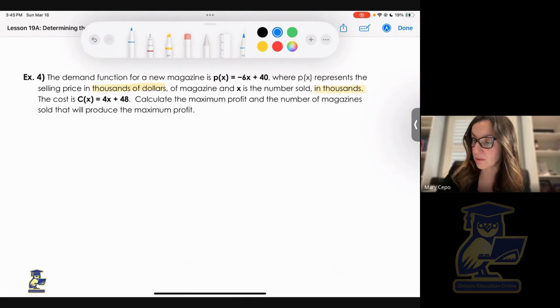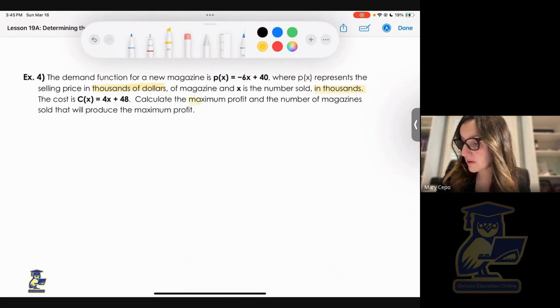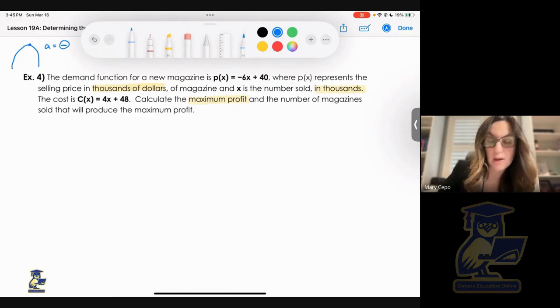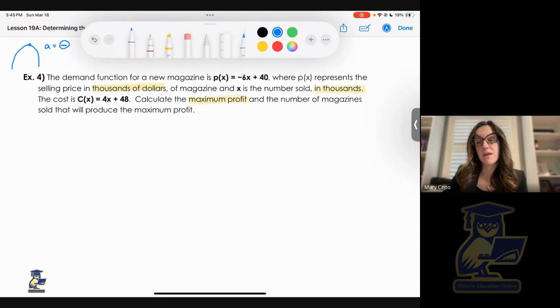Calculate the maximum profit. So thinking backwards, if we know it's going to be a maximum profit, we have to make sure that our a value is going to be negative in order to have a maximum. Keep that in the back of your head because that's pretty important. If we determine our function and we don't have a negative a value, in standard form or any of the forms, then we know that we're doing something wrong. For a maximum to occur, the a value has to be negative.